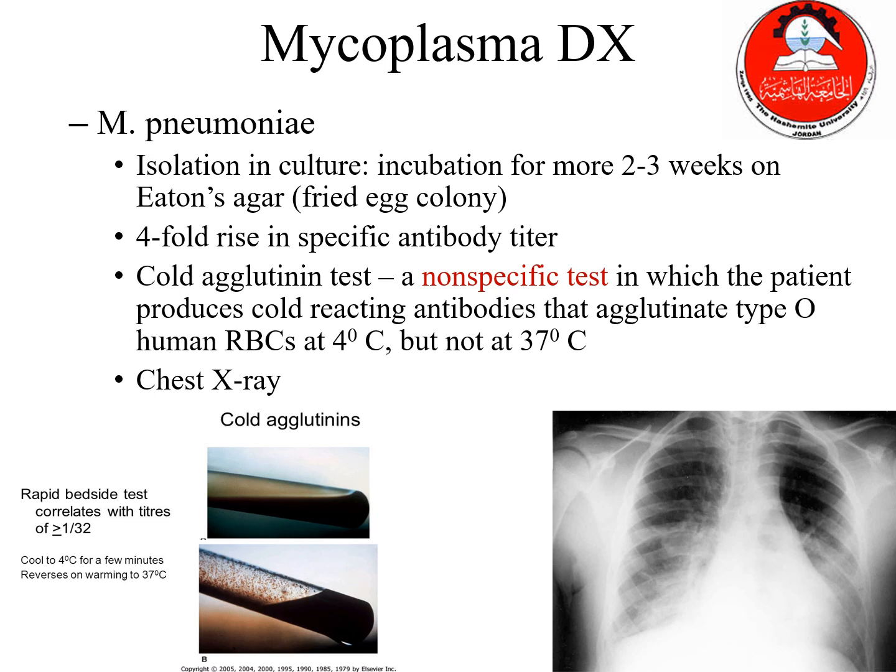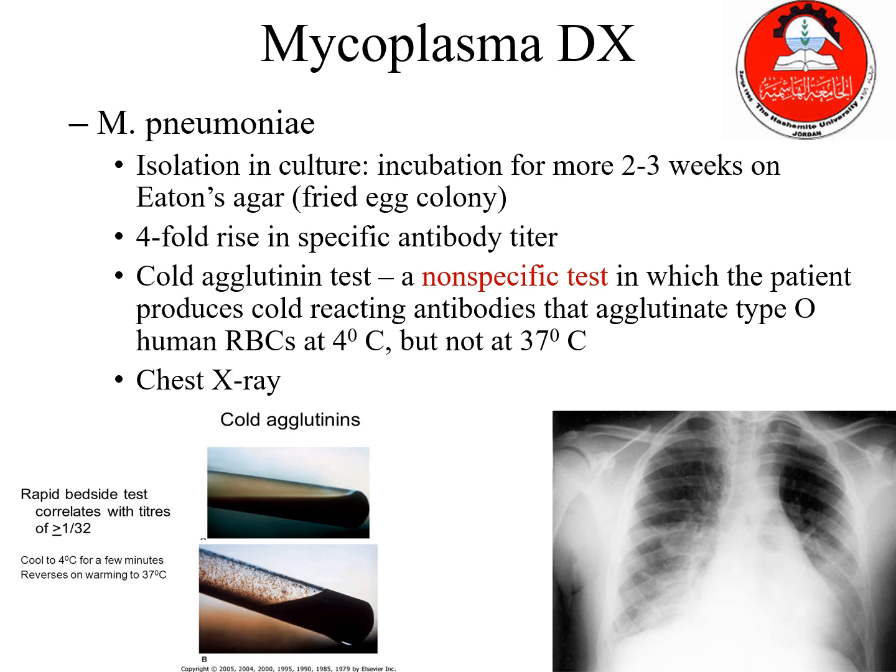How to diagnose mycoplasma? First, we can isolate them in culture, but it requires a long period of time. We're talking about 2 to 3 weeks on Eaton's agar, and it looks like a fried egg colony. Also, we can do serological testing and look for a fourfold rise in a specific antibody titer. Also, we have a simple bedside test that can be done. It is non-specific testing, but in this instance can give us an idea whether it's mycoplasma or not. It's called the cold agglutinin test.